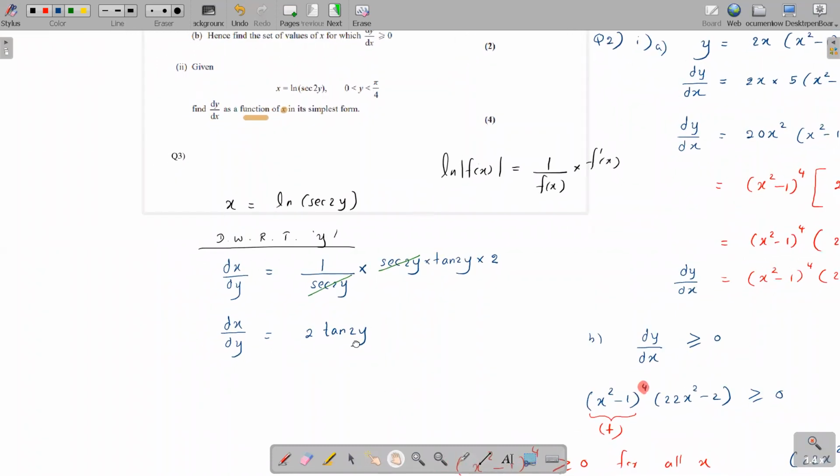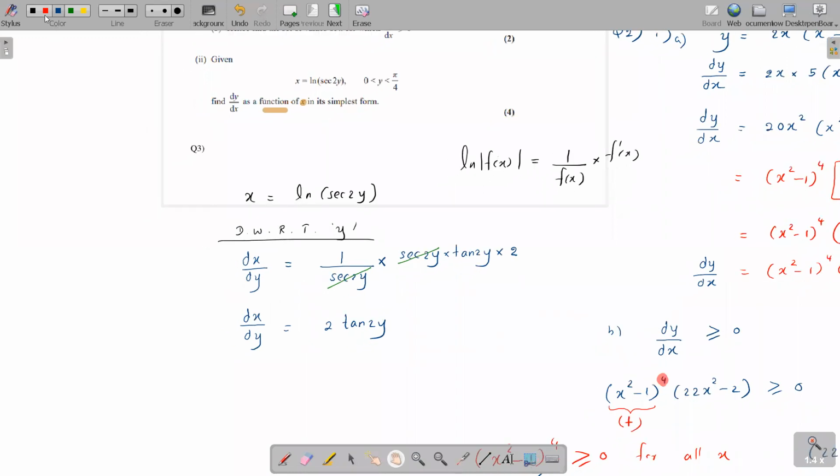Try using the first part, x equals ln sec 2y. How can you use it? How can we use it? How do we use it, children? This is in log form, so turn it into index form. So how do you make it?